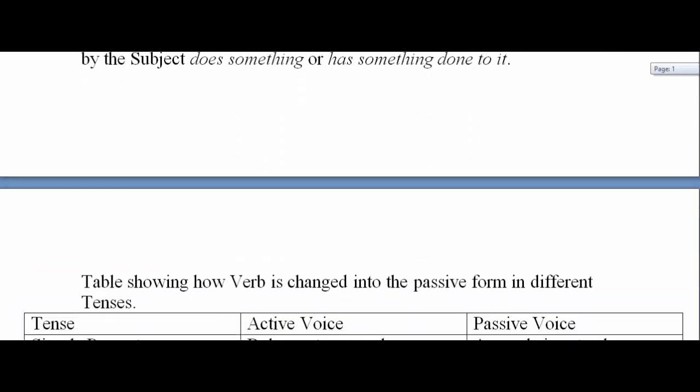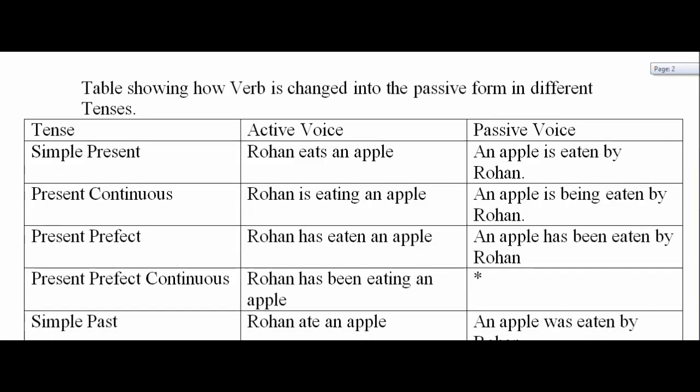Okay, moving forward, we have a table. This table is given in your textbook also. It will be slightly different with variation in example. Try to have your own examples, my dear students. I have given a fairly simple example here. Okay, what is this table showing? This table shows how a verb is changed into the passive form in different tenses.